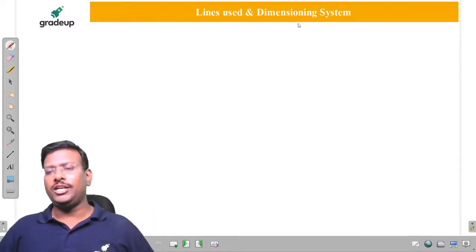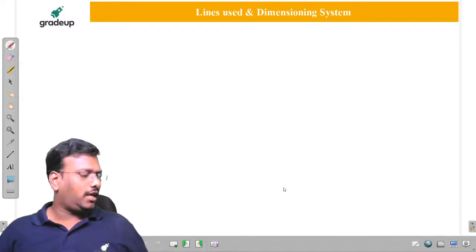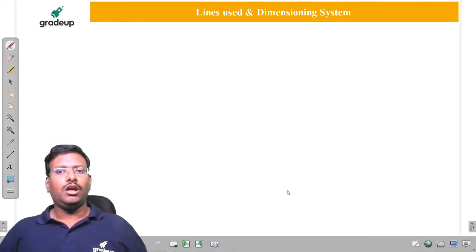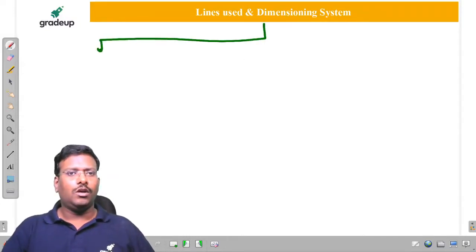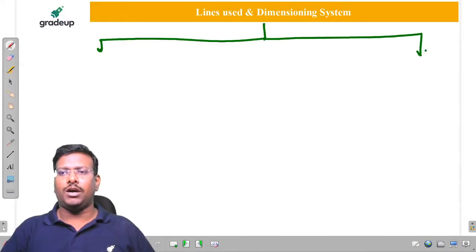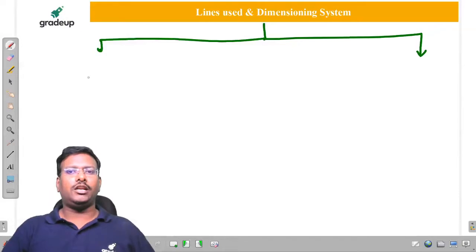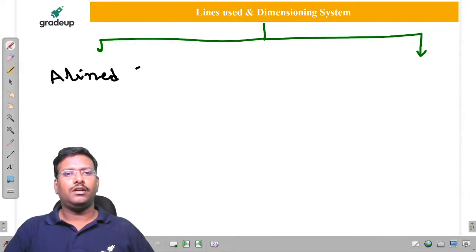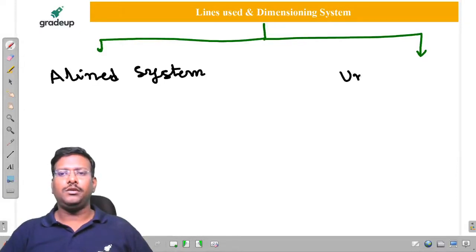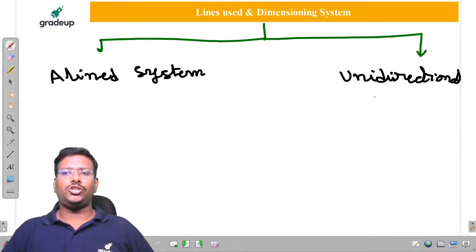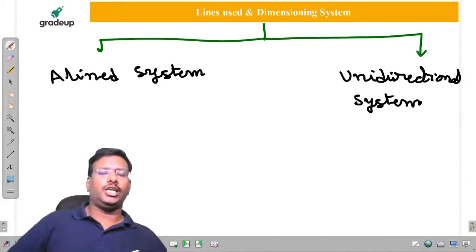Now, what are the various dimensioning systems there are? There are two types of dimensioning systems. So what are the two types of dimensioning systems, sir? One is called aligned system, another one is unidirectional system. Aligned system and unidirectional system.